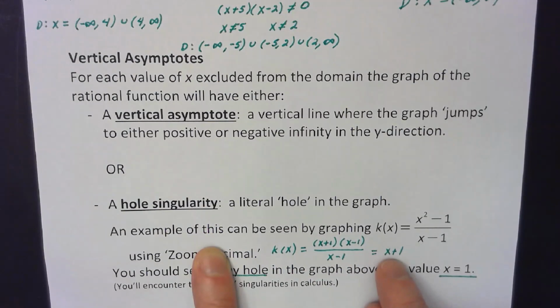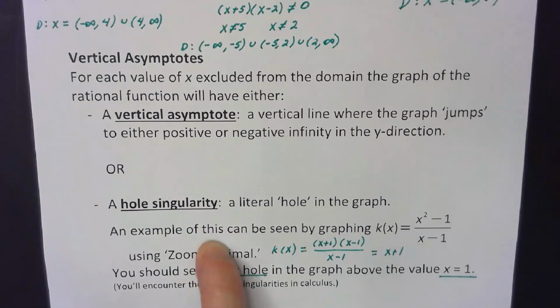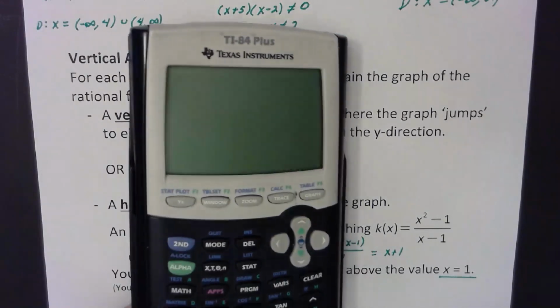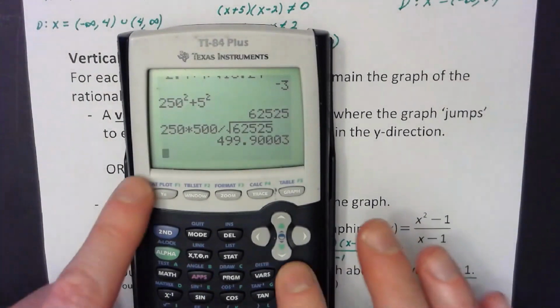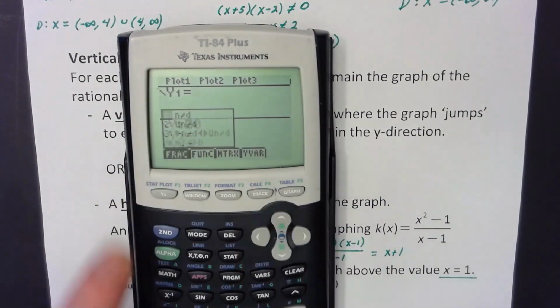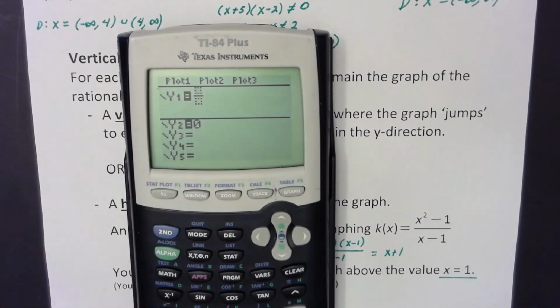Now, it is the graph of x plus 1, except it doesn't exist at x equals 1. But anytime that factor cancels out, your function's not going to be going to negative or positive infinity. You just have a hole in the graph at that point. Now, let me go ahead and show you this one on the calculator here. If I were to graph this rational function in here, I'll tell my calculator to do a fraction, and then I'll say x squared minus 1 over x minus 1.